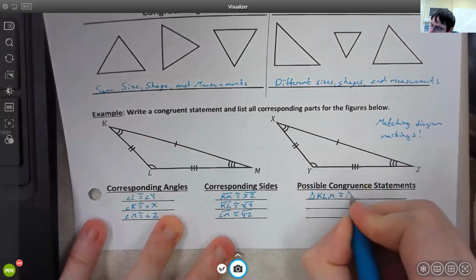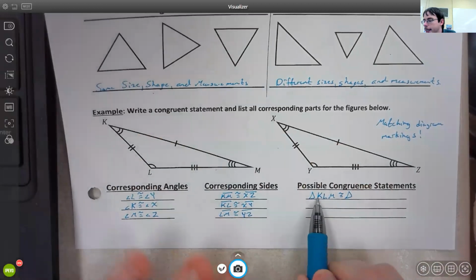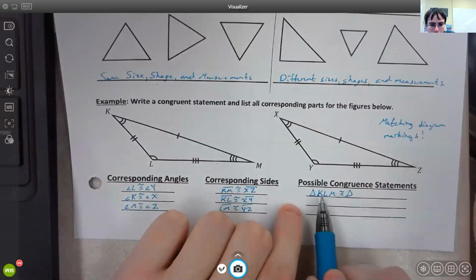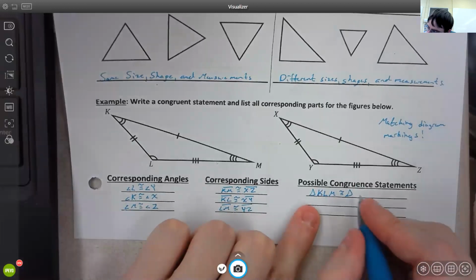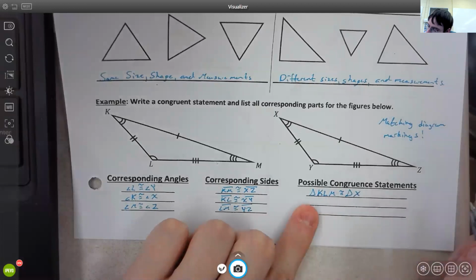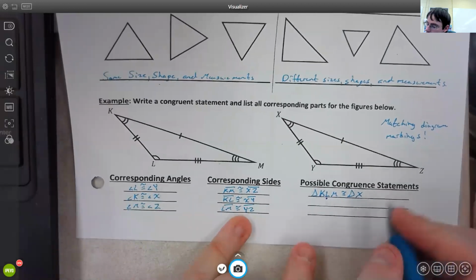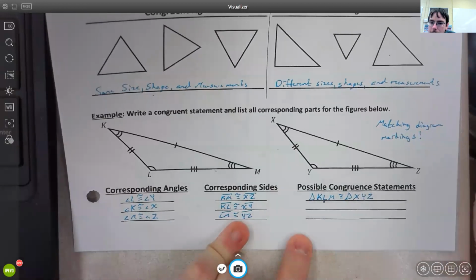And this is congruent. Now, to write the congruent statement, look at where K is. Which angle corresponds to K? It has to go first because K is first in line. Well, we said that K and X were corresponding, so we're going to write X. What corresponds to L? Well, we said L corresponds to Y. And finally, that leaves us with Z.